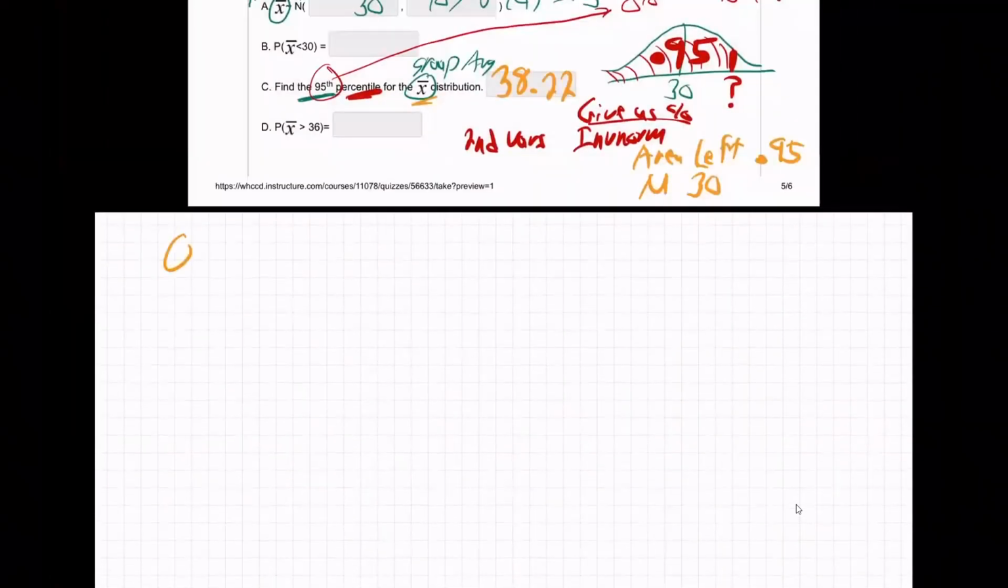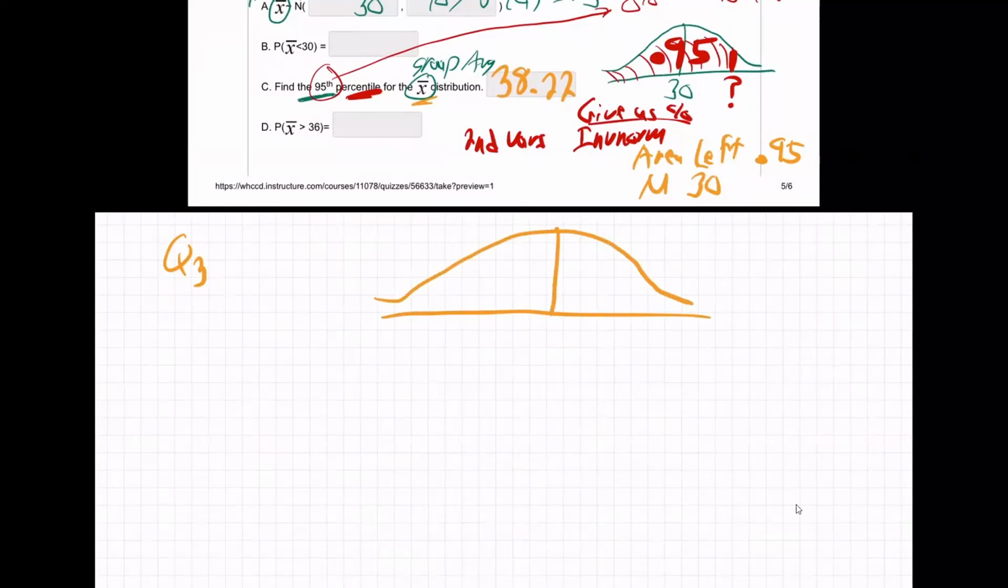So Q3. Q1 and Q3 are all on the normal curve. And right in the middle, of course, is the mean. Mine was 30. So this would be like Q1. This would be like Q3. It basically breaks the whole thing up into quarters. There's 0.25 here, 0.25 here, 0.25 here, and 0.25 there. So if they ask you for Q3, for example, they want this spot right here.